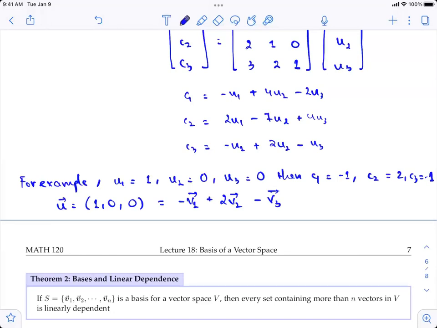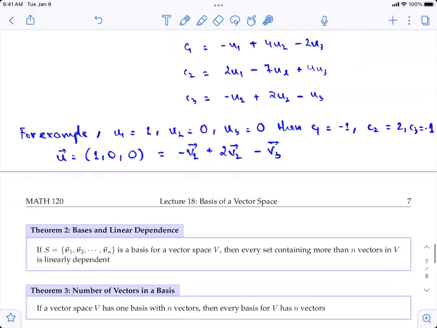And this is the unique representation for this particular vector. If you have a different vector, let's say 1, 3, 1, you have a different representation of U, different from this one. But that representation is also unique. So that is the unique representation by the basis of a vector space.